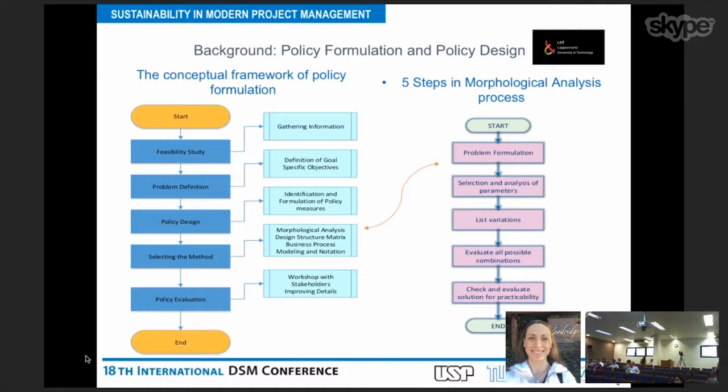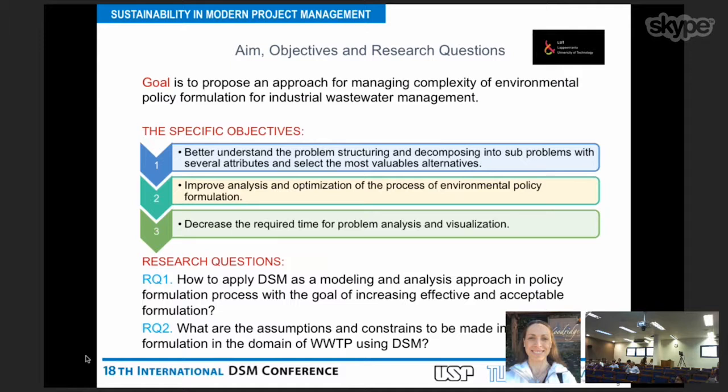and all of these parameters and values are evaluated in one cross-consistency assessment. The main aim of this work is to propose an approach for managing the complexity of environmental policy formulation, particularly in industrial wastewater management. The specific objectives of this work are to better understand the problem structure and its decomposition into sub-problems. We have to improve analysis and optimization of the process of environmental policy formulation, and decrease the required time for problem analysis.